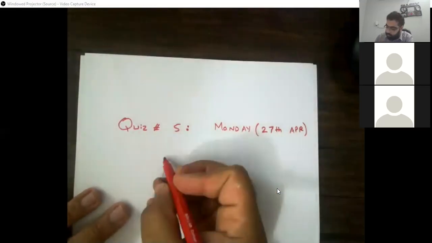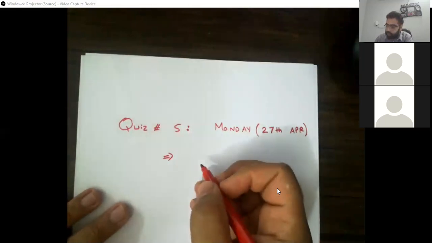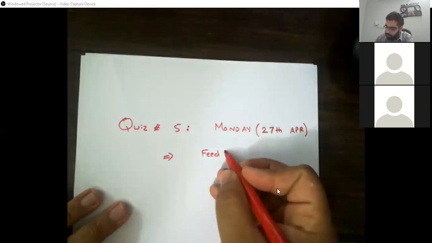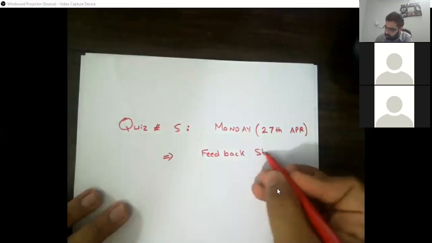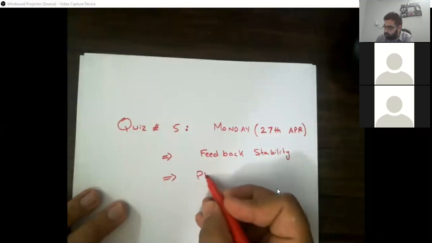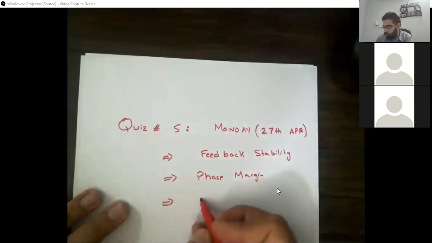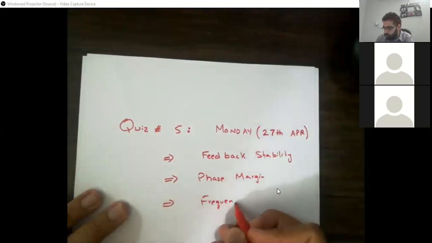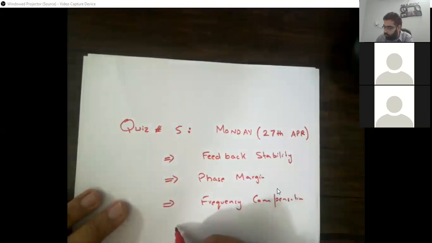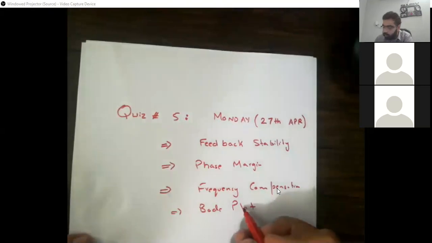The content is going to be what we covered in the last 3 lectures: feedback, stability, phase margin, and the frequency compensation. Frequency stability will include the Bode plot. So the material before the 2-stage amplifier, which we covered, is going to be part of it.